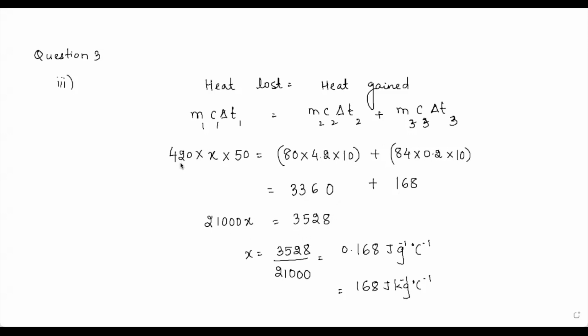And the left hand side is 420 into 50, that's 21,000 into x. And when you solve this for x, it is 3528 divided by 21,000, which is 0.168, but that is in joules per gram per degree Celsius. But while presenting the answer, it should always be in the SI unit, and therefore it is 168 joules per kg per degree Celsius, or better if you write 168 joules per kg per Kelvin. So that is the answer.